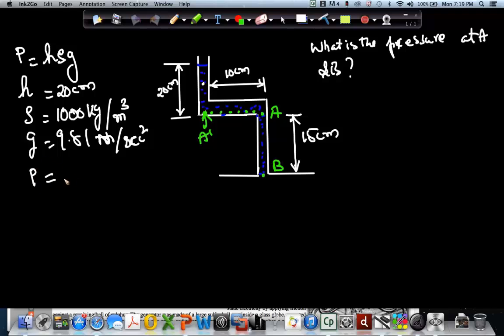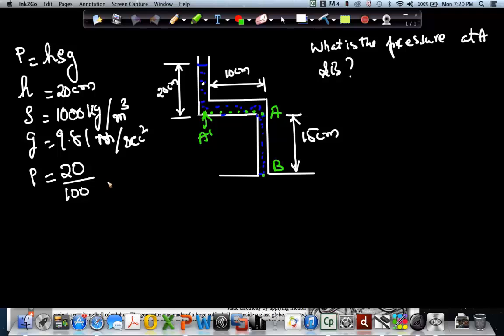So what's the pressure? Pressure is H rho G, right? What is H? 20 centimeter, which in meters will be? Centimeter to meter conversion, what should you do? How do you convert centimeter to meter? So 20 centimeter will be 20 by 100.